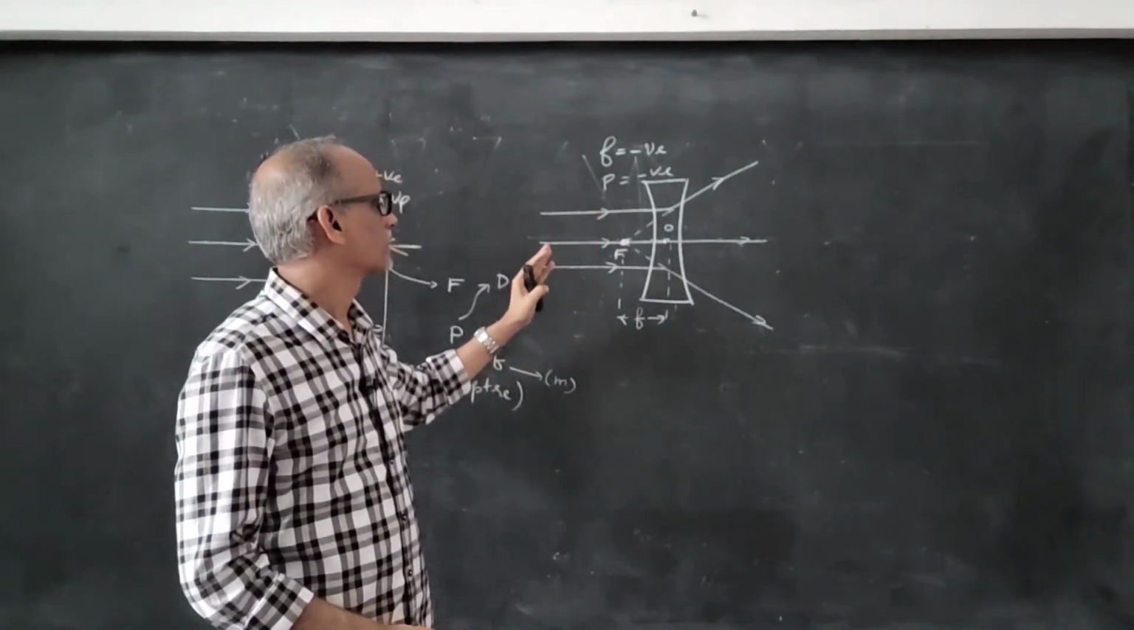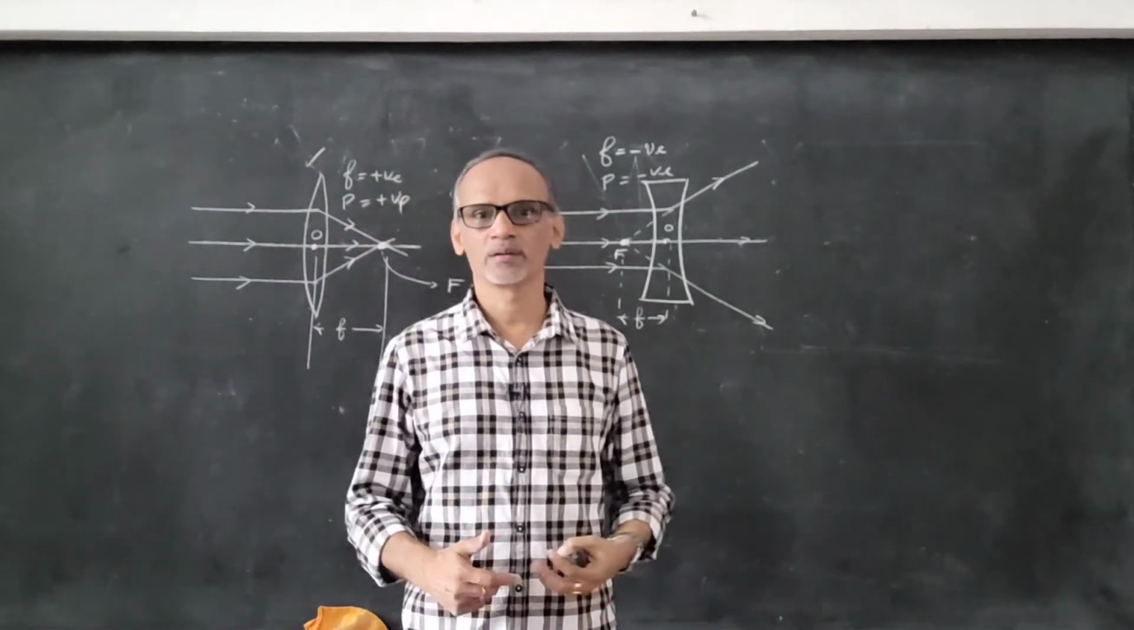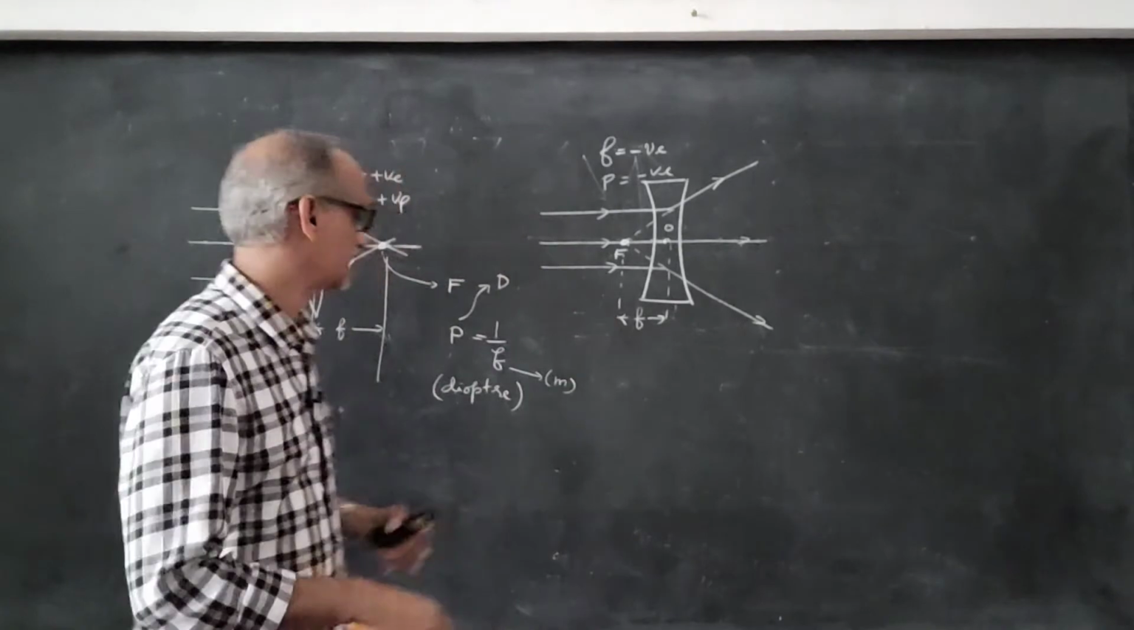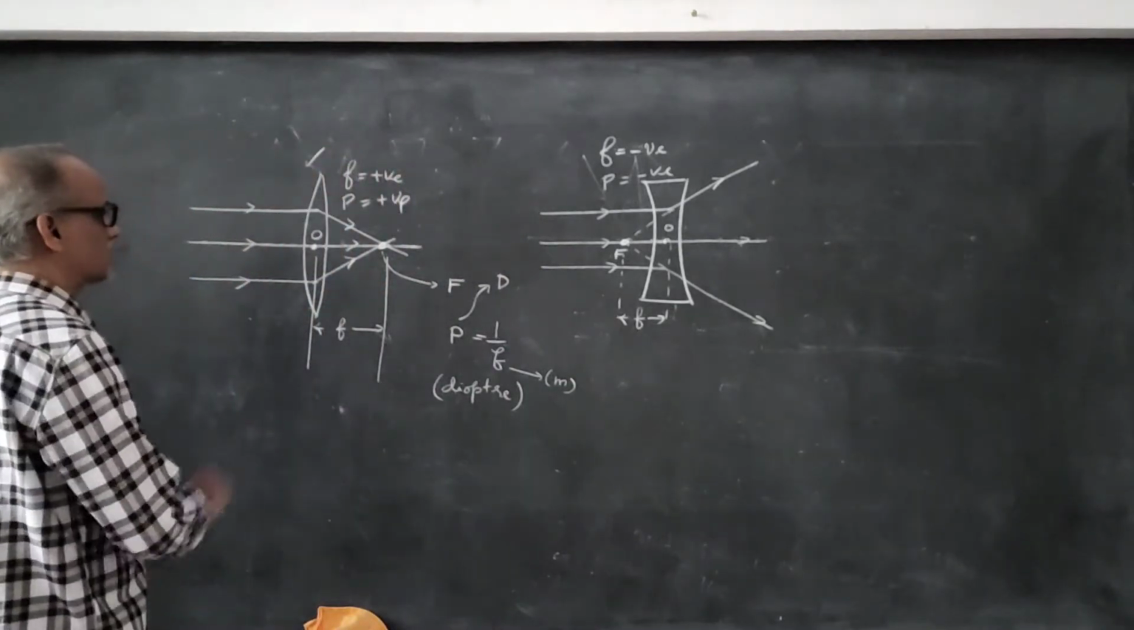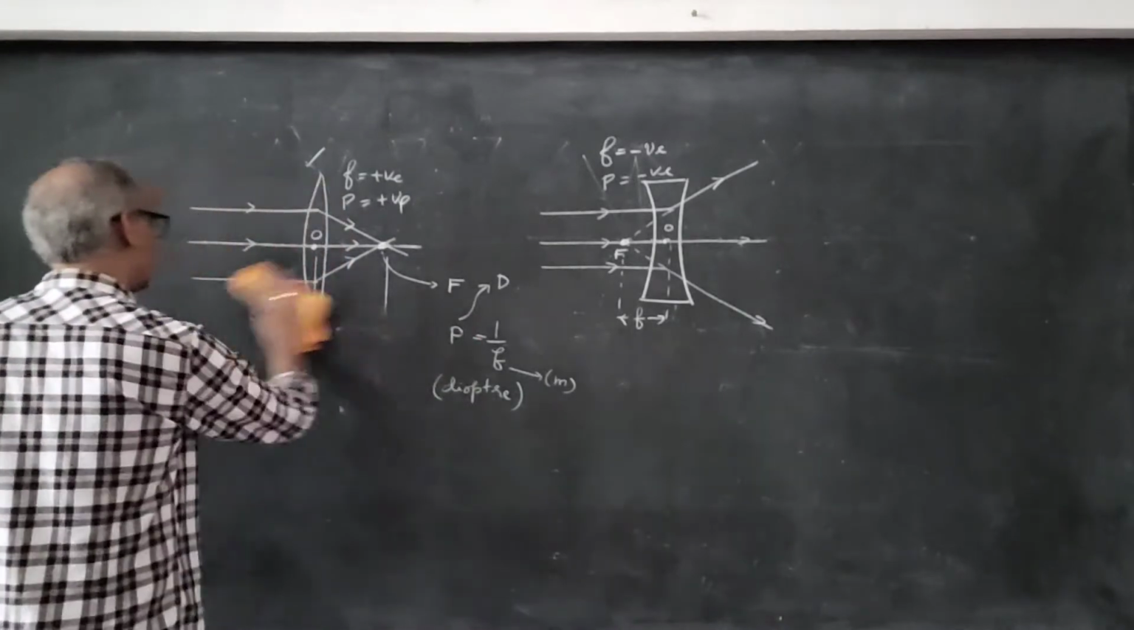If your power is negative, then the lens which you are using acts like a diverging lens or a concave lens. Okay. So these terms are important, the focal length and the power.